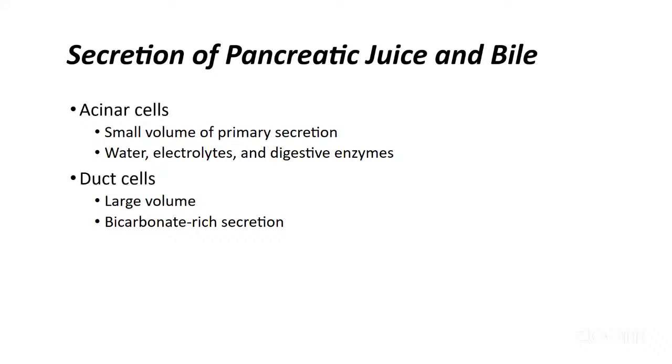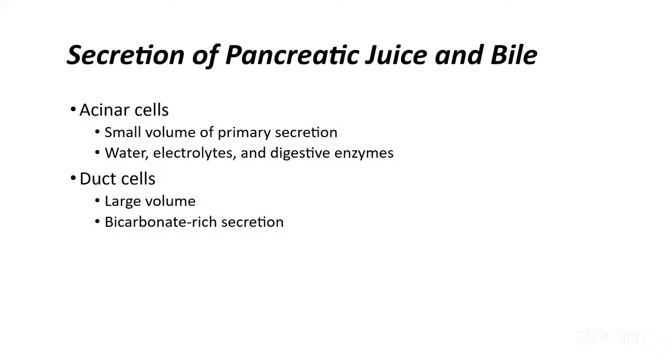Okay. So when we're thinking about the cells that are making our enzymes, we're going to be thinking about the acinar cells. So the acini are like little balls, little clumps of gland all together. And they're going to be responsible for a small volume of the secretion. So not that much fluid, but really important because that's where our digestive enzymes are. We're going to have some water in this. We're going to have some electrolytes coming from the acinar cells.